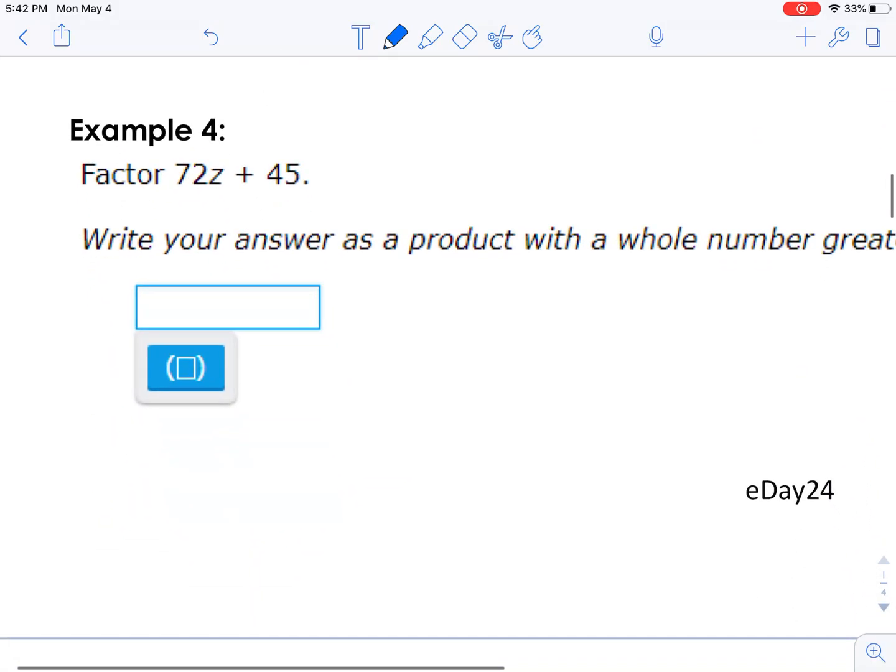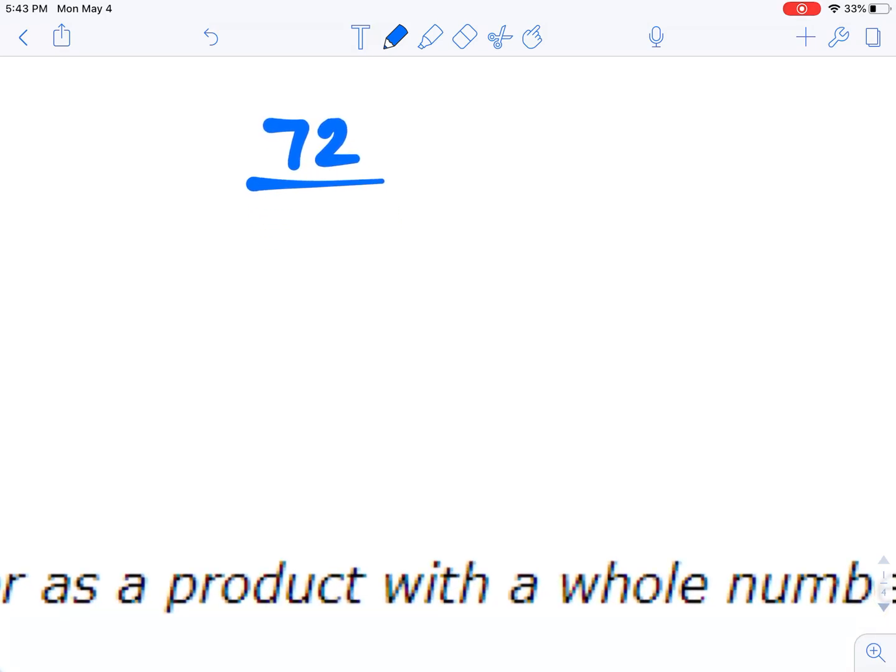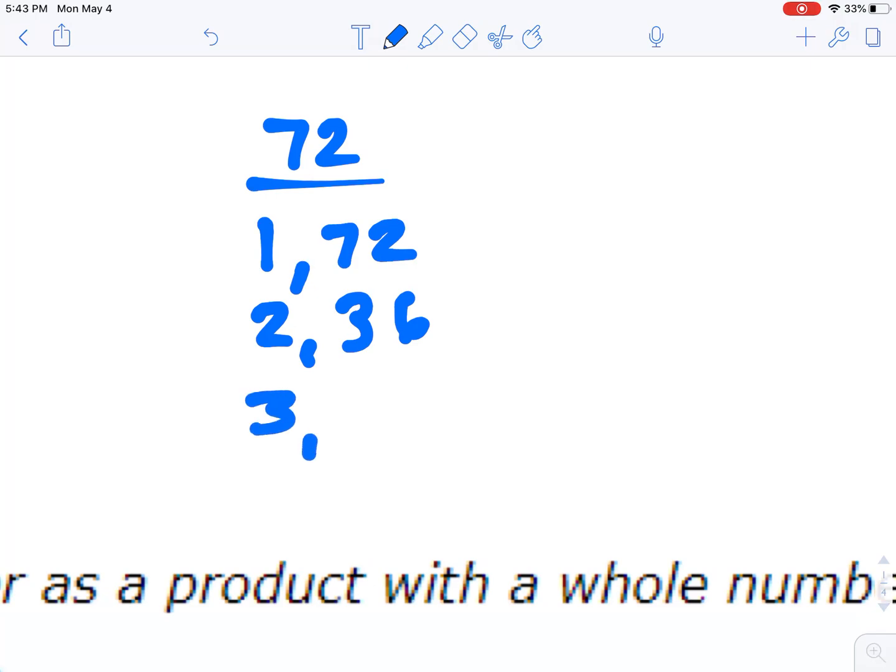Let's try another one very similar to it. For factoring, they want us to find what numbers they both have in common, the greatest number, or greatest factor. To multiply to 72 is 1 and 72. If you divide 72 by 2, you get 36. On your calculator, take 72, divide by 3, and you're going to get 24. Divide by 4, you're going to get 18.